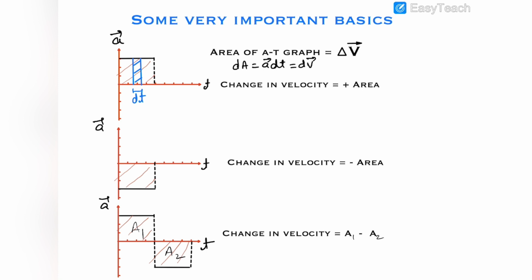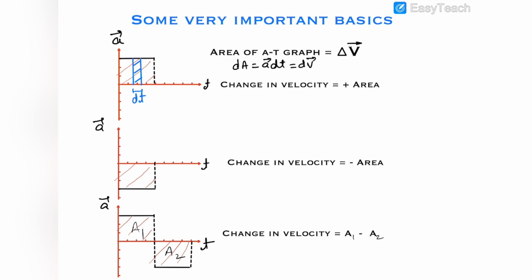Now, let us discuss more basics of graphical problems. You can see that this is an AT graph, acceleration time graph, and the area of a small element, which is this element touching the acceleration time graph from one end, and the other end of this element is touching the time axis. So the area of this element dA would be A into dt, and we know that A is equal to dV by dt, so A dt would be equal to dV.